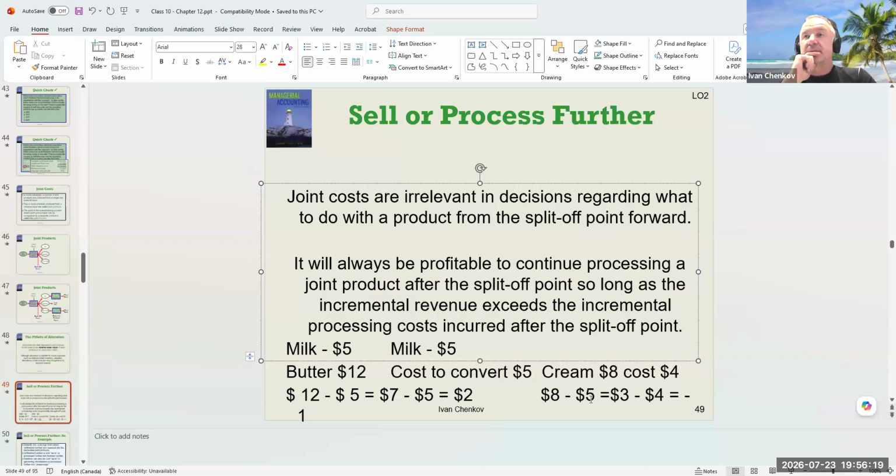So should I go with cream? No. Butter? Yes. Cream? No. Make sense? That's how we should approach those type of questions.